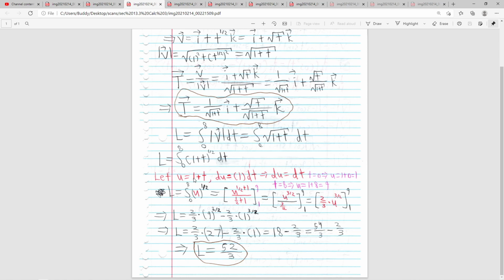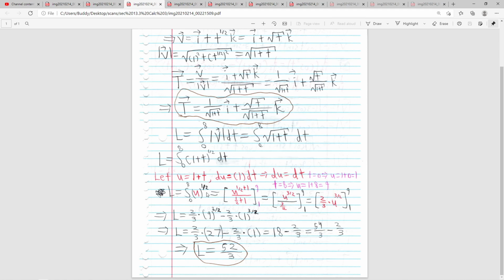So u equals 1 plus t, and the derivative of u is du equals 1 times dt. Taking the derivative of both sides, it's du equals dt essentially. So you substitute u in, and you substitute du for dt because du is equal to dt. And then I set t equals 0 and t equals 8 into the u formula to get 1 and 9 for the integral ends.